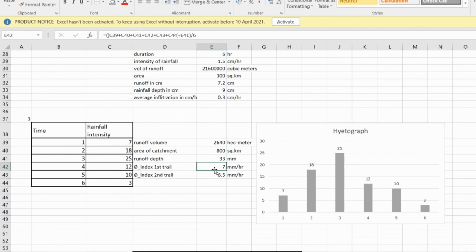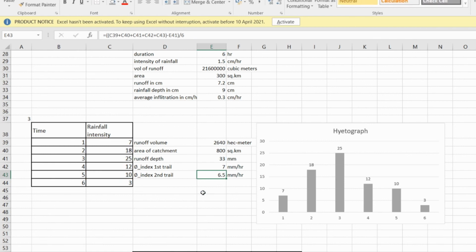Okay, so the phi index value is 7 mm per hour. Now you can see in all of these intensities, your 6th hour intensity is less than the phi index, so I'll exclude this and I'll solve it in the second trial. In the second trial, I have included all these first 5 hour values. I have neglected this third. Then I have deducted the runoff depth and divided by the total duration, which is 6 hours.